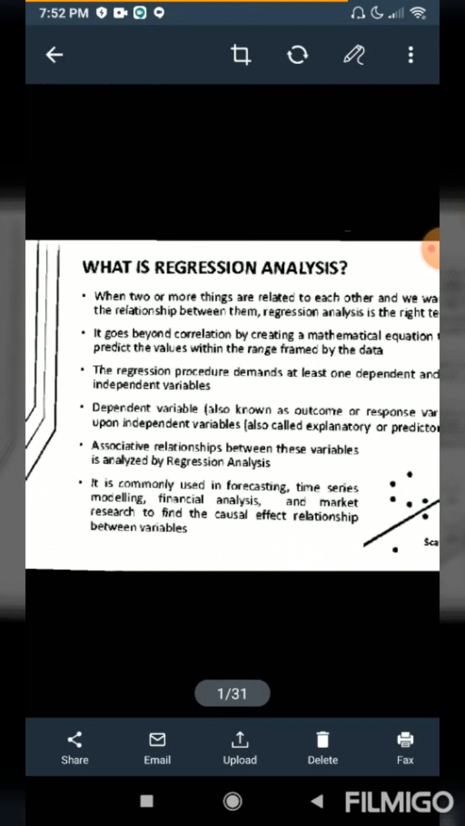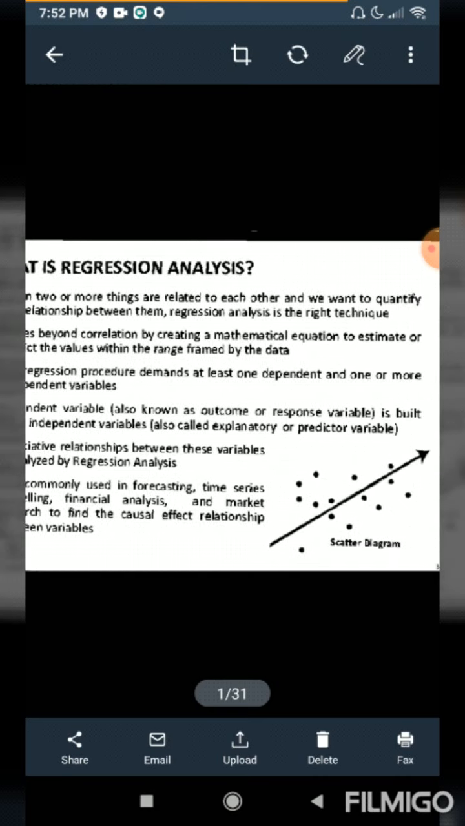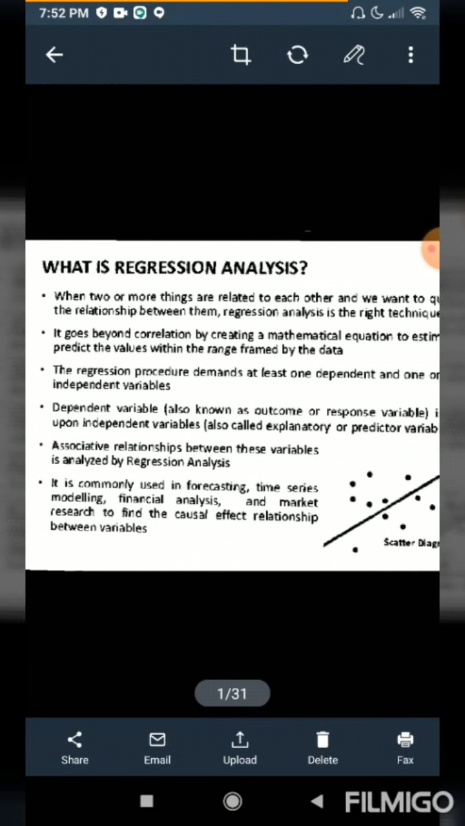The regression procedure demands at least one dependent and more than one independent variable. Your dependent variable, the one on which you are going to see the effect, obviously must be there, because your equation will have x and y. One should be your x, one should be your y. So you need two things, and one has to be different. Then it can be more than one independent variable. It can be alcohol, stress, television, music, anything.